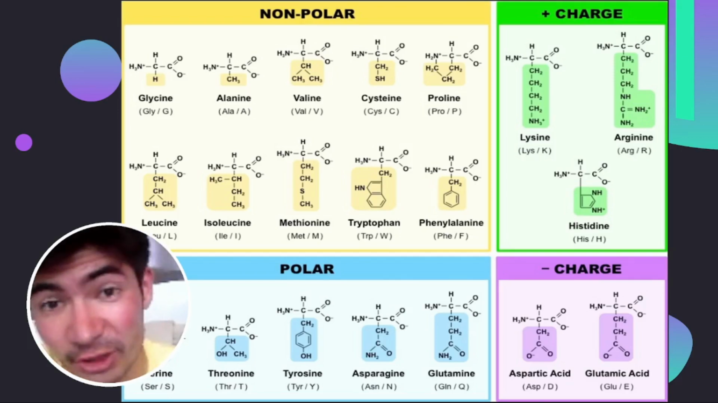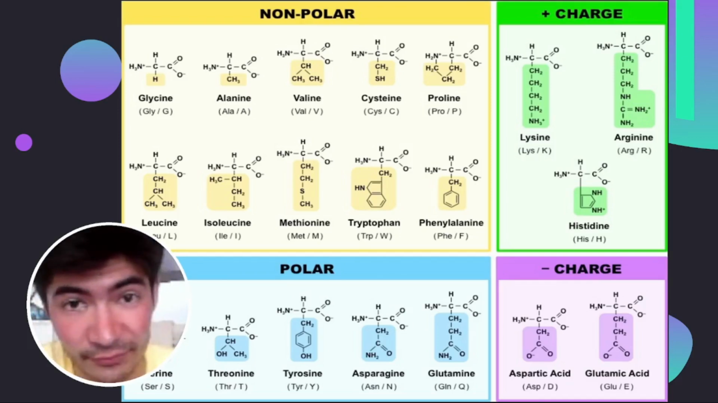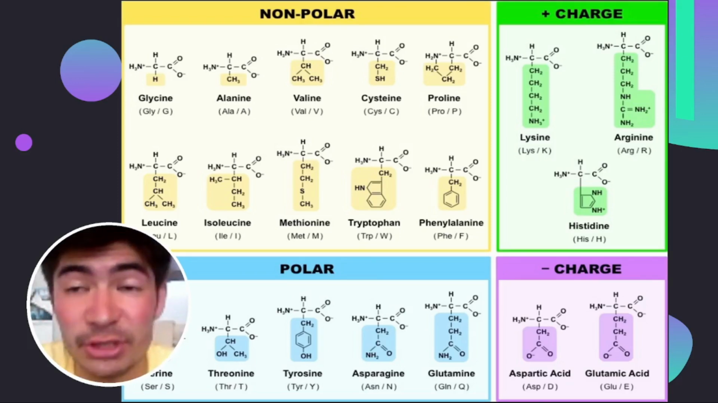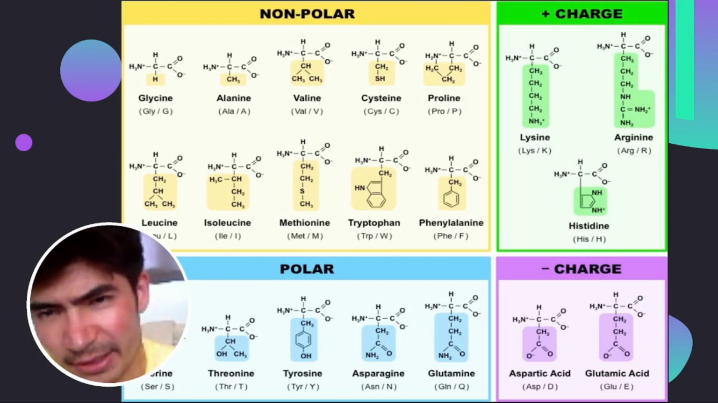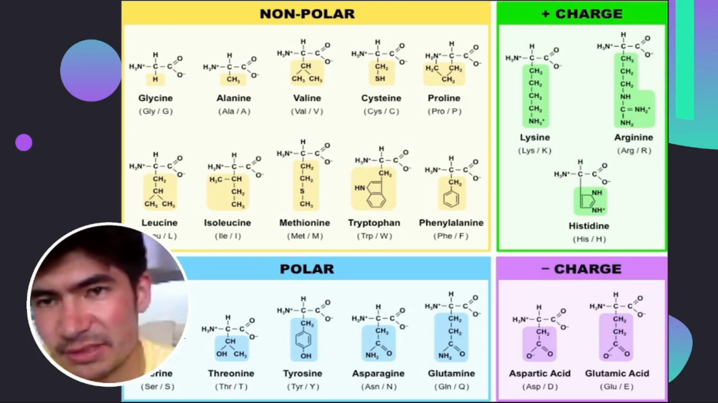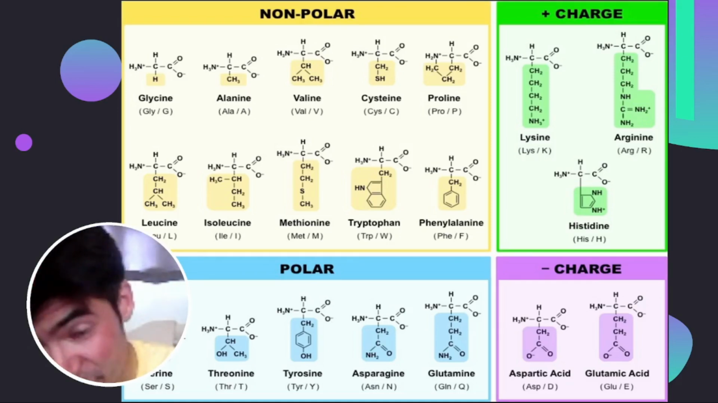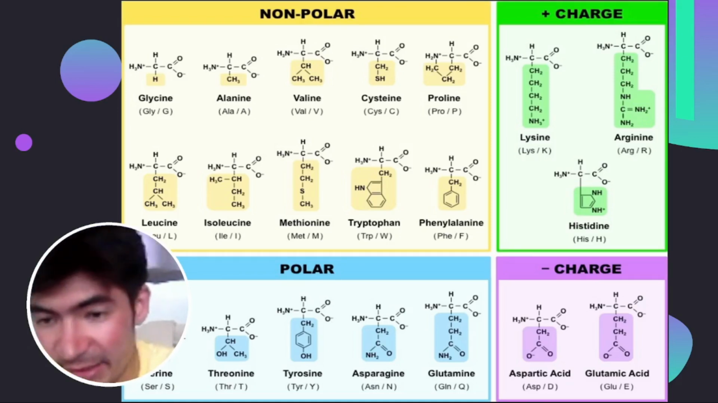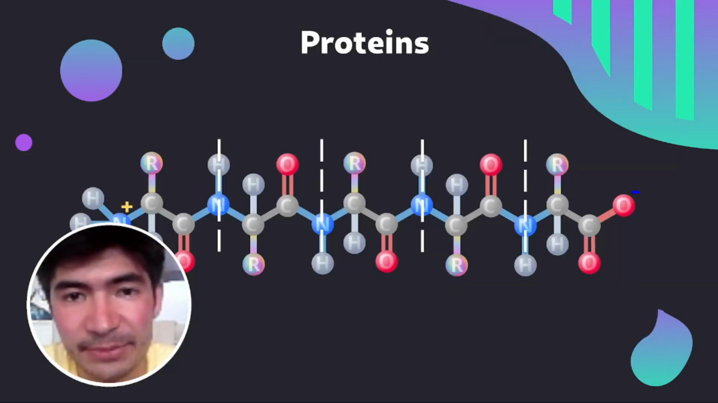Some of them are non-polar, some of them are polar, which basically means the non-polar ones don't dissolve in water, but the polar ones do dissolve in water. And then the positive charge means basic, those are ones that will give hydrogens, and the negative charge are ones that are acidic. They will donate hydrogens.